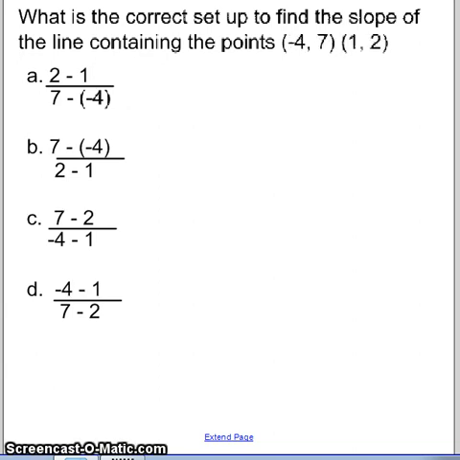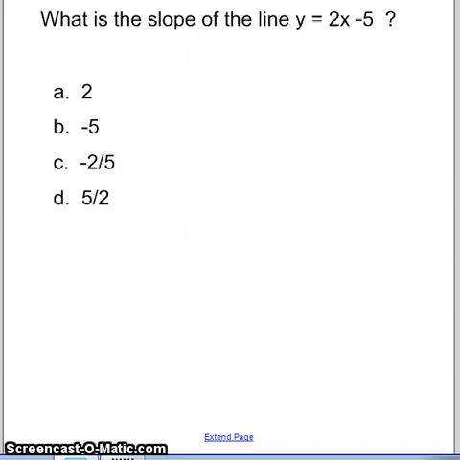Here's another example for you to work out. You can find the slope of this by subtracting the y's on the top, 7 minus 2, and subtracting the x's on the bottom, -4 minus 1, and C is your answer.